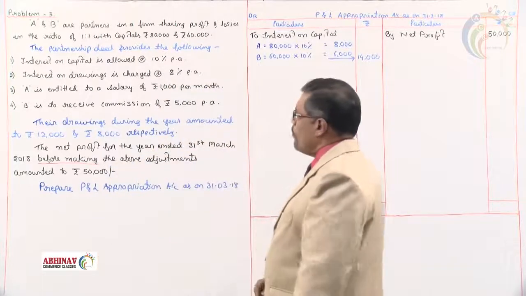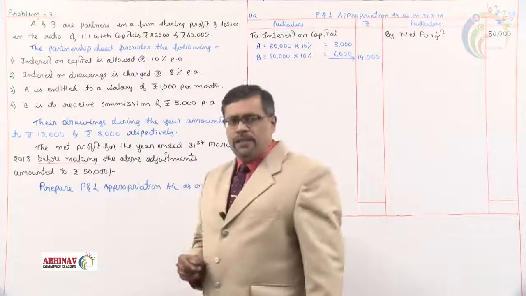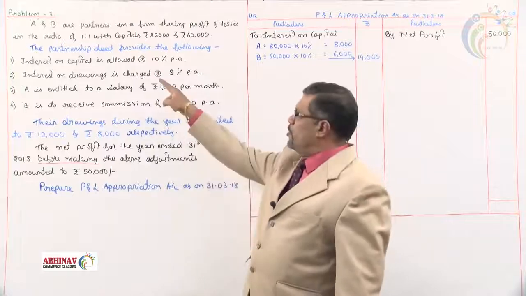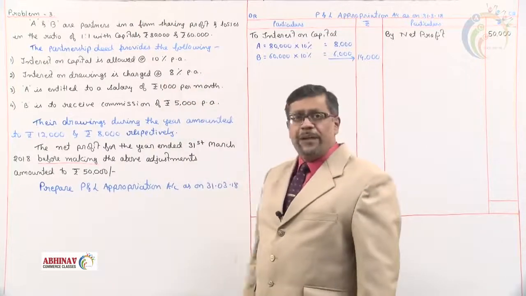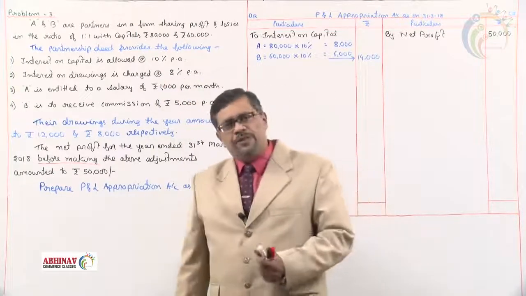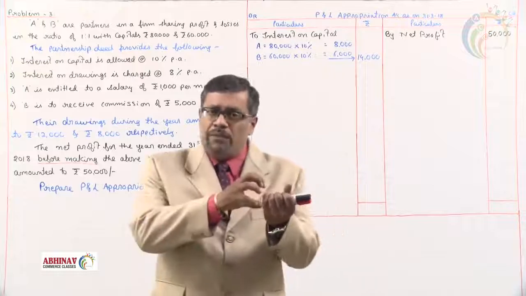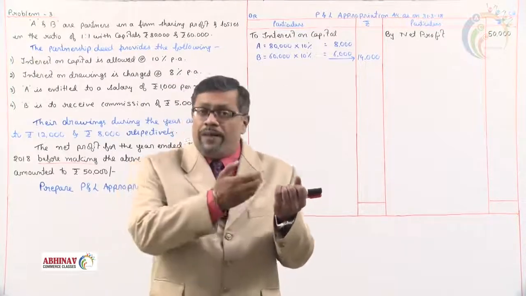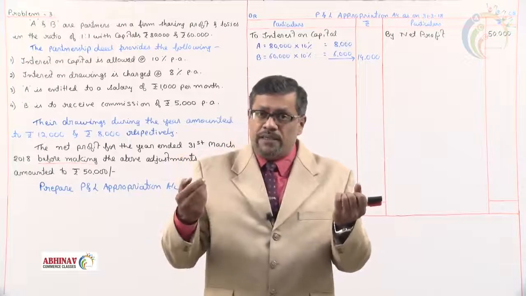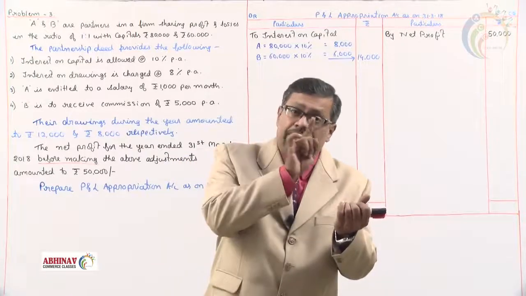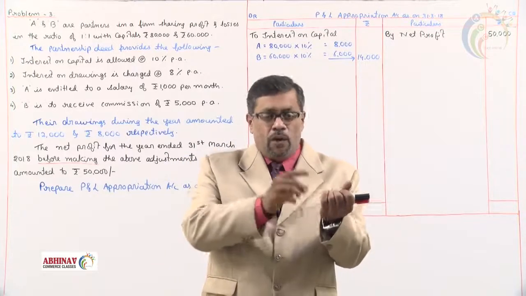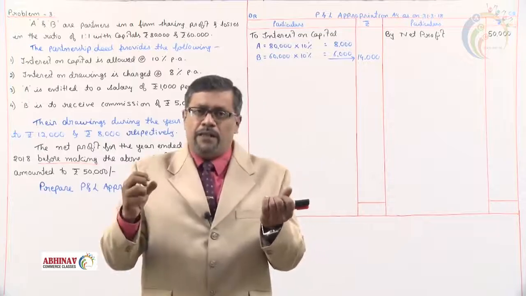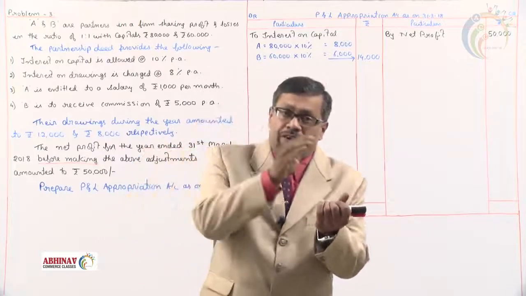Now, after interest on capital, what we have is interest on drawings, which is charged at 8% per annum. Drawings means what? Amount withdrawn by the partners from the partnership firm for their private use. When the amount is withdrawn by the partners, they have to pay the interest to the firm.